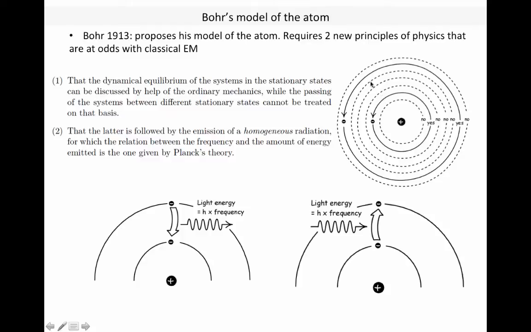There are a whole range of orbits that are not allowed, and only certain orbits that are allowed, that are stable, and electrons gain and lose energy by jumping between the allowed orbits of the atom. When they do jump between orbits, they either emit or absorb light of a certain frequency, and that frequency is given by Planck's formula, where the energy of the light absorbed or emitted is equal to the difference in energy between the electron in the higher orbit and the electron in the lower orbit.